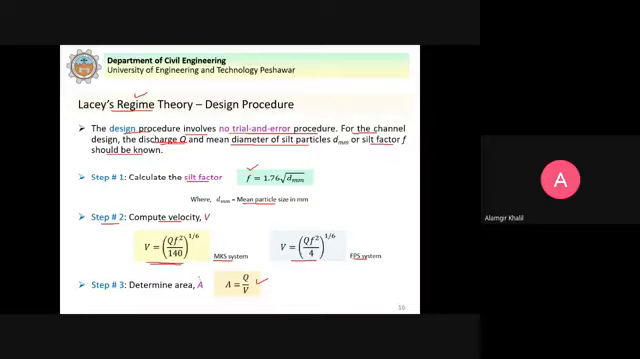Step number 5 is to find out the bed width B and the depth D of the channel section, since area A and wetted perimeter P are known. In step number 3, we calculated the area A, and in step number 4, we calculated the wetted perimeter. So now we can calculate the bottom width of the channel and the depth.